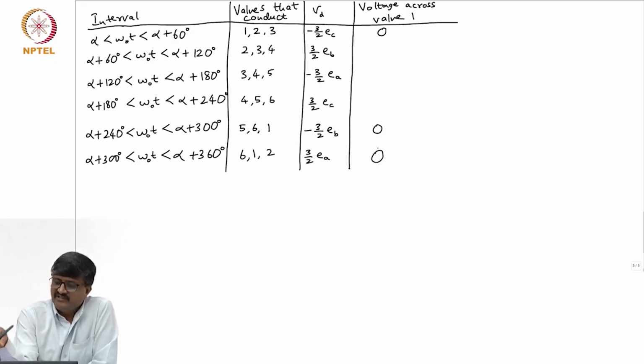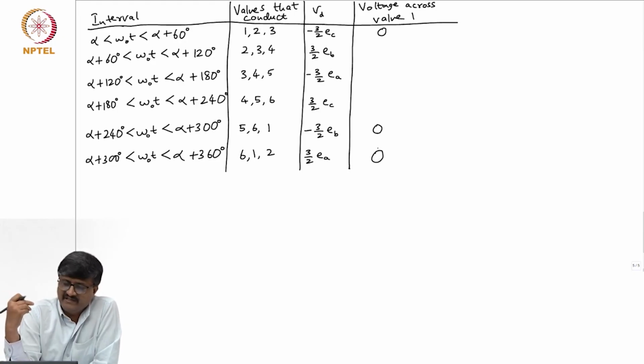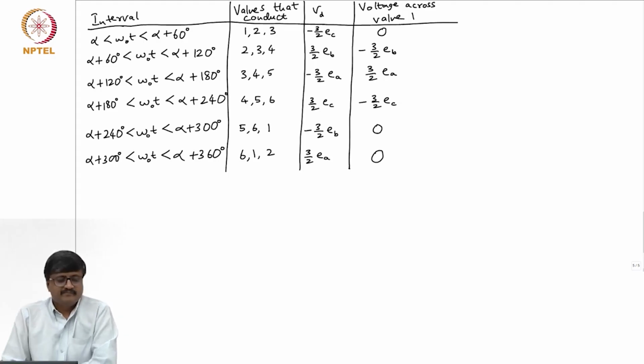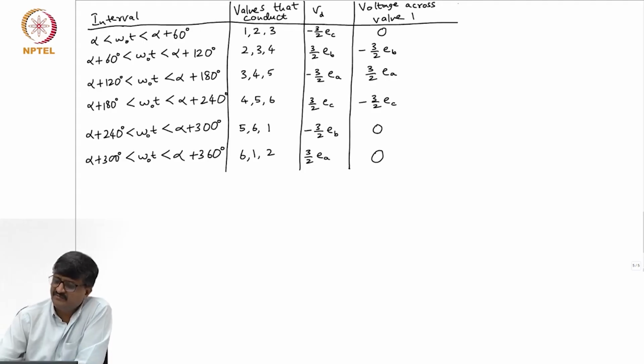Now, of course, we got the expressions for the other 3 intervals also, but one point to note again is that when valve 4 is conducting, then voltage across valve 1 is minus Vd. So in all the 3 remaining intervals, valve 4 is conducting. So the voltage across valve 1 is minus Vd. So it is minus 3 by 2 Eb in the second interval, 3 by 2 Ea in the third interval, and minus 3 by 2 Ec in the fourth interval. So these are the expressions for voltage across valve 1.